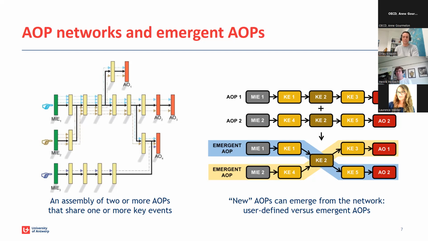There we have two AOPs which share one key event, and as soon as we connect them, a number of additional AOPs emerge from the network that have never been explicitly developed separately as AOPs by AOP developers. And so that's the real challenge of building AOP networks.